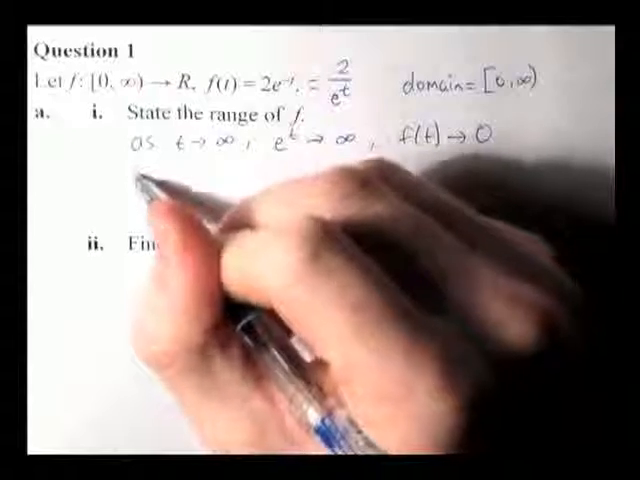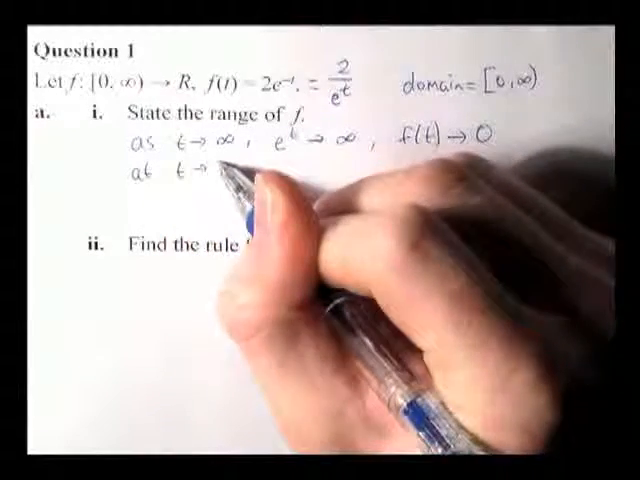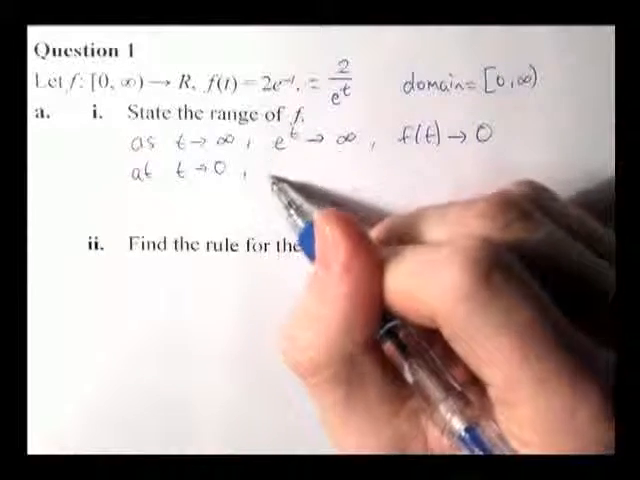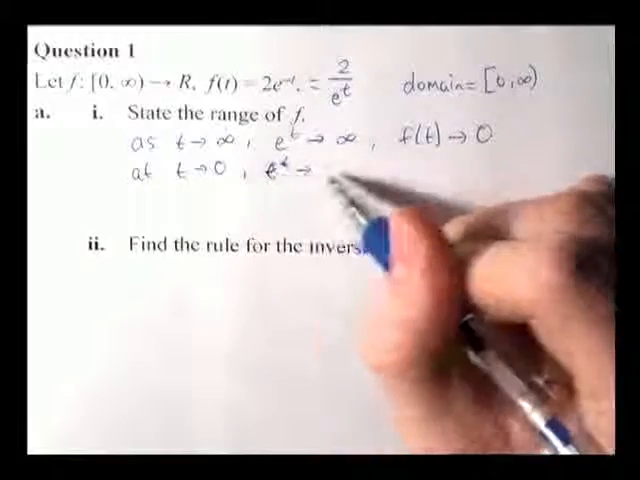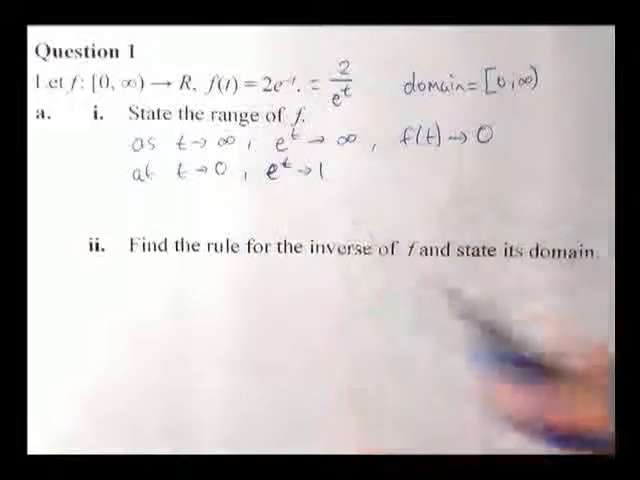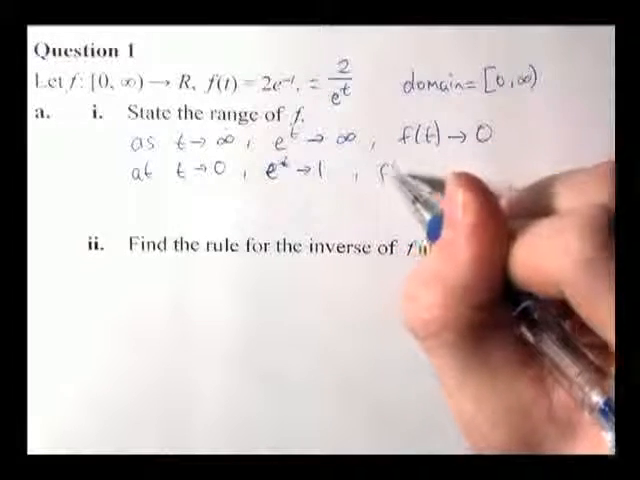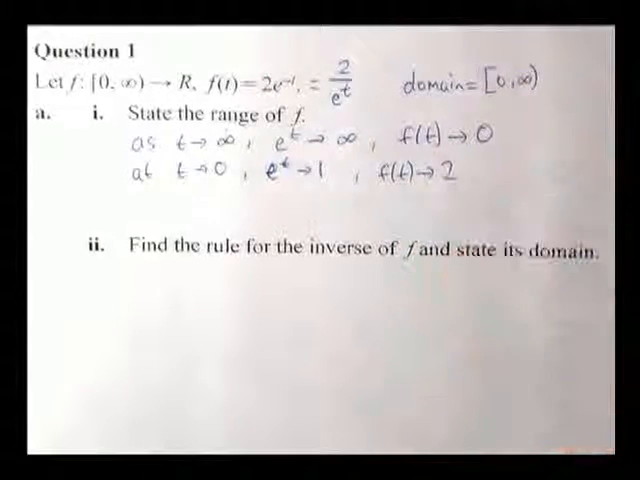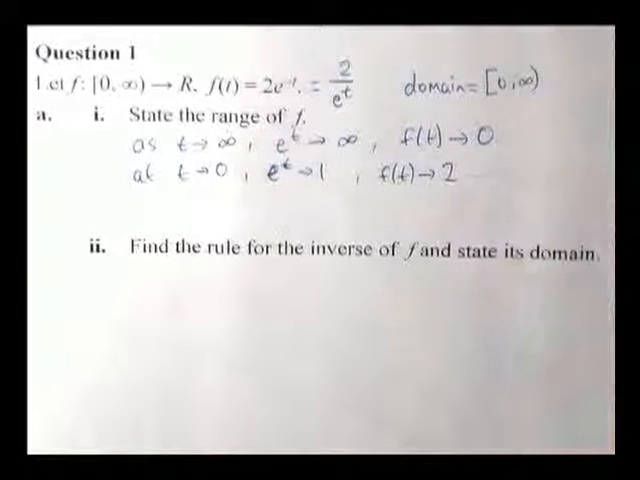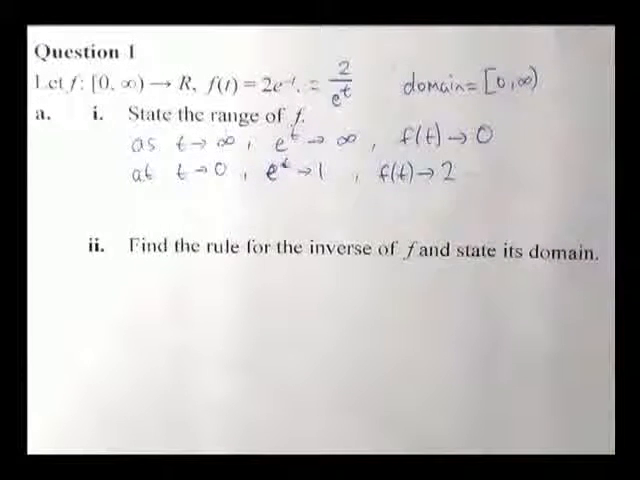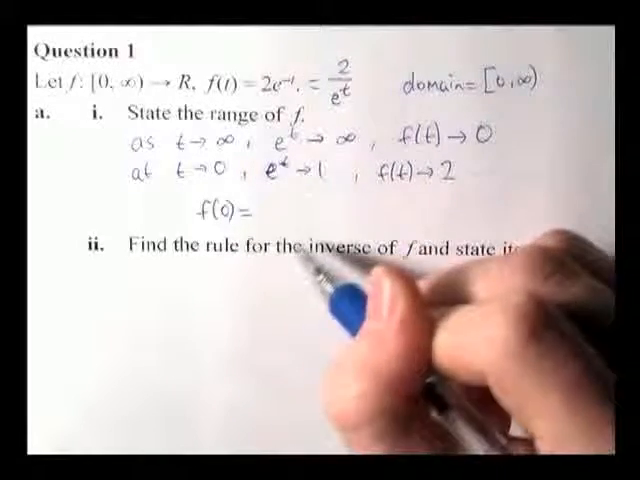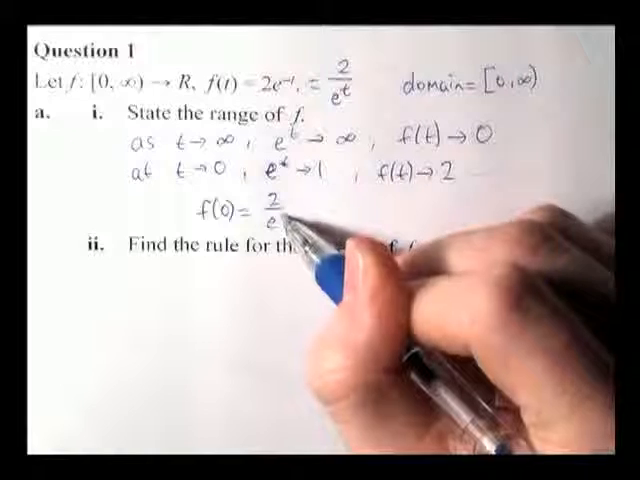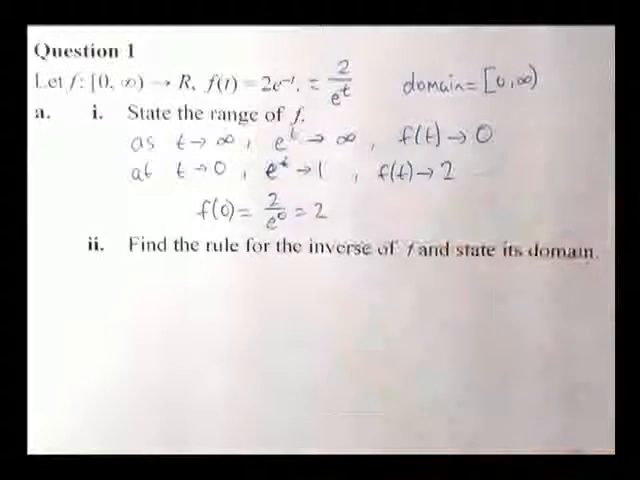So we'll come back to that, and let's look at as t tends to 0, because that's in our domain. We know that e to the t is going to tend to 1, because anything to the power of 0 is 1, and therefore f of t is going to tend to 2. And so now we're starting to get a sense of the problem. And so when we think about the range, we can just input the endpoints of our domain and go from there. So the first endpoint is at 0, and that's inclusive. So we get 2 divided by e to the 0, which is just 2 divided by 1, which is 2.